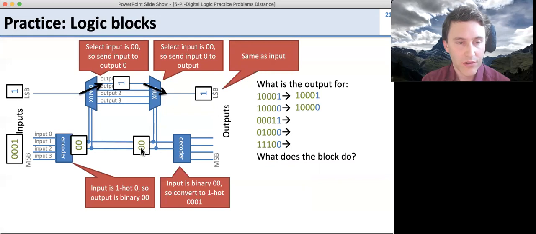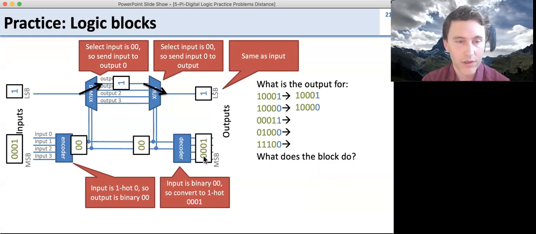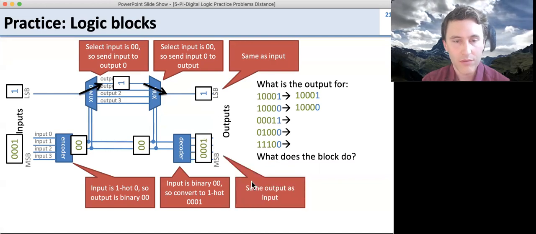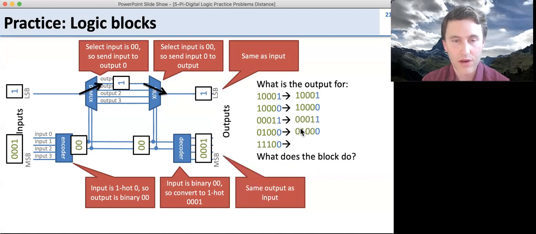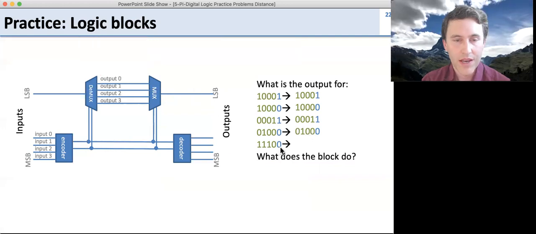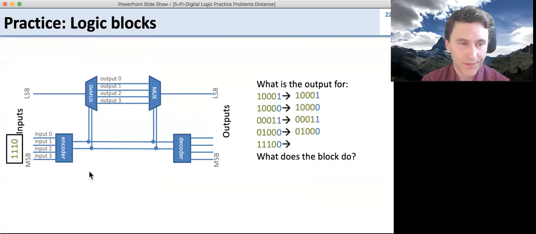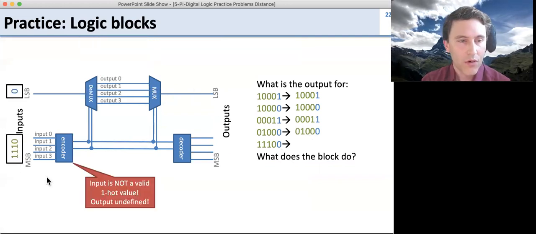Similarly here, we've got 0, 0 coming into the decoder. This is a 0, 0 in binary, so we convert it to 1 hot, which is going to be 0, 0, 1. And again, we get the same output as the input. So same value here, and again, we'll get the same value here. Now, what happens with the last one? Here's our inputs. What happens here?